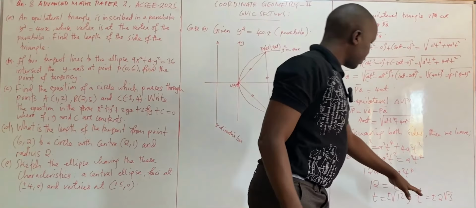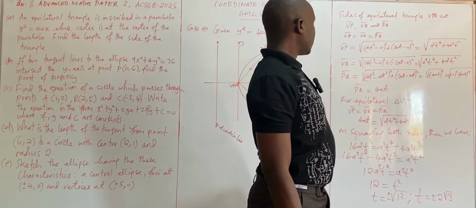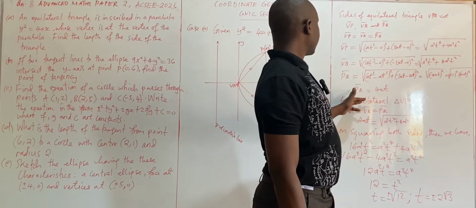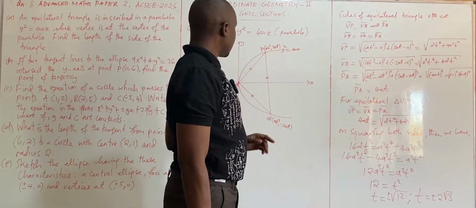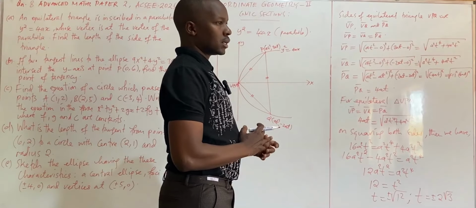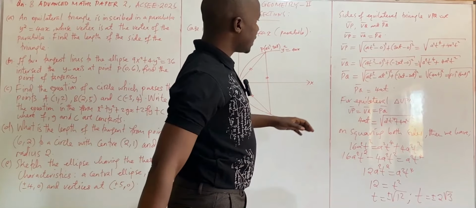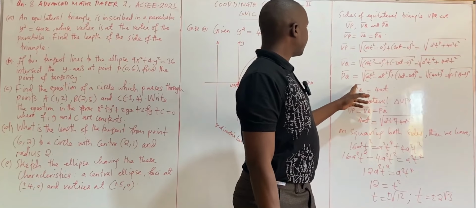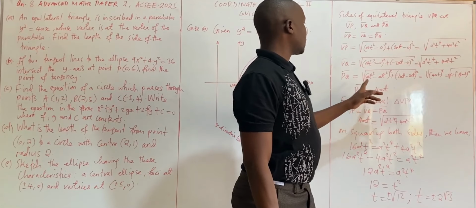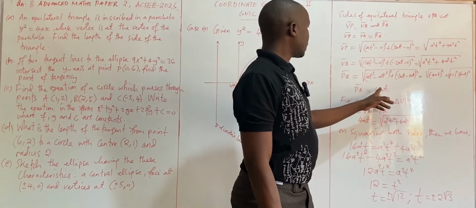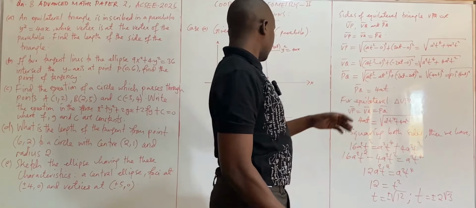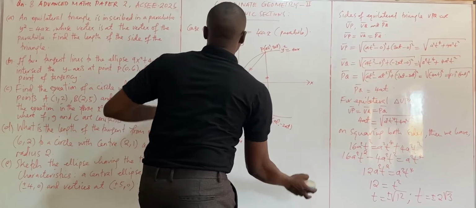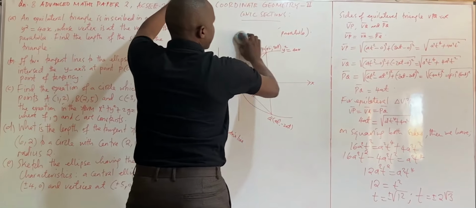Now from this point of view, because we are told that we need the length of a side, we are not guided that it is VP is needed or PQ is needed or VQ is needed, the length of a side. So you can just go back to these VP, VQ, and PQ. We choose one of them, then we substitute the value of t. So now here, for example, you can choose PQ.